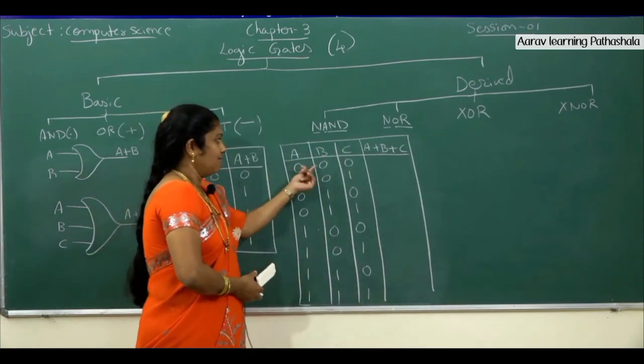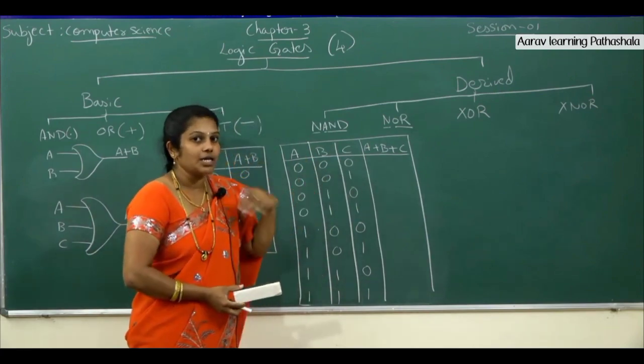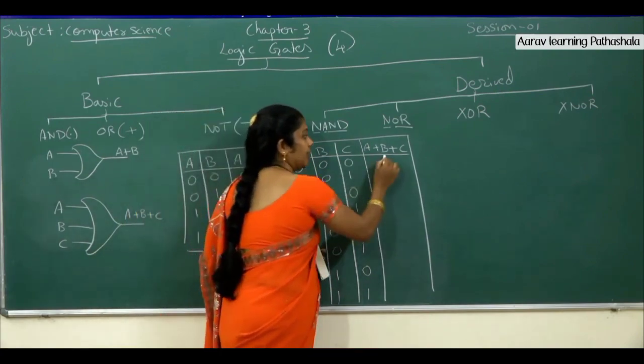Now, see the first case, 0 plus 0 plus 0. Here all the inputs are 0, that's why the output becomes 0.